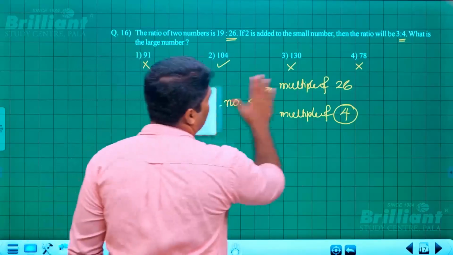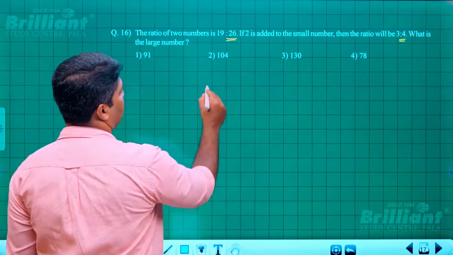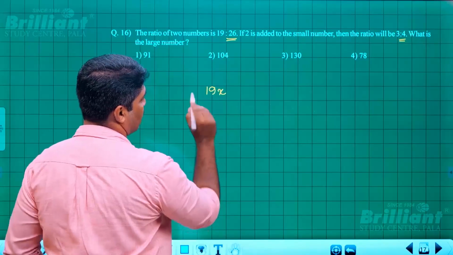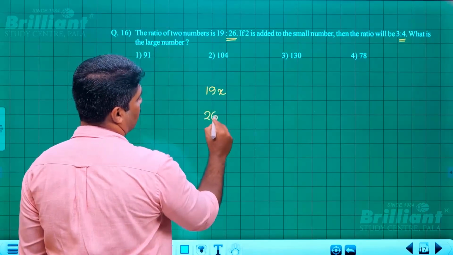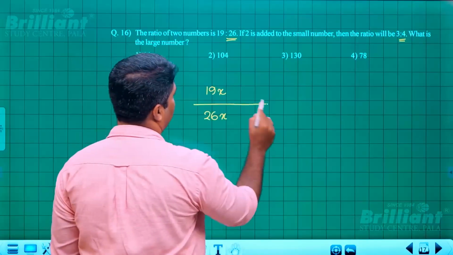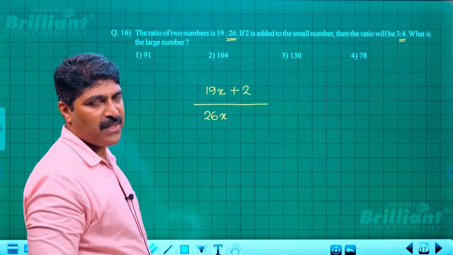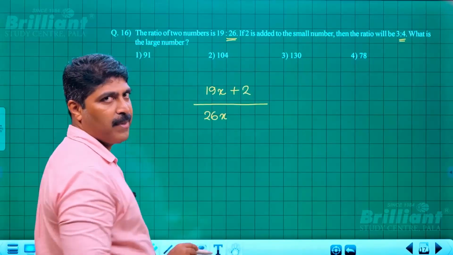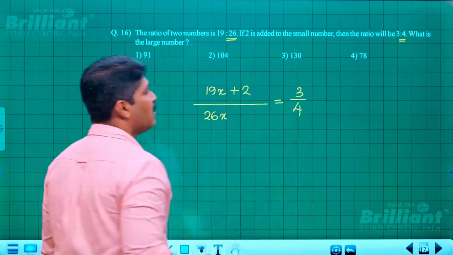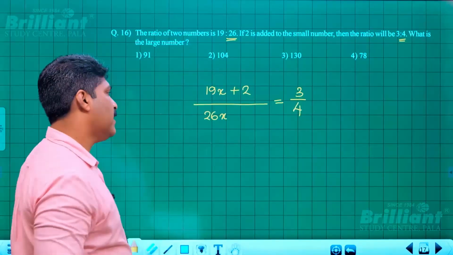Then what is the usual method to reach the conclusion of such a question? Here these two numbers are 19x and 26x. So we are assuming like this. What happens when we add 2 only to the first number? The new ratio becomes 3 by 4. You can find the value of x. Good, like that we can do it.